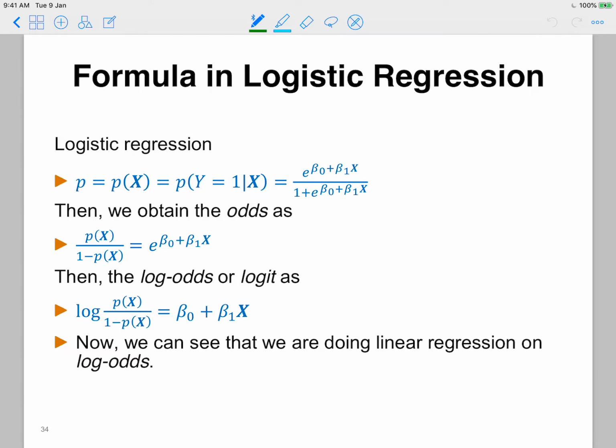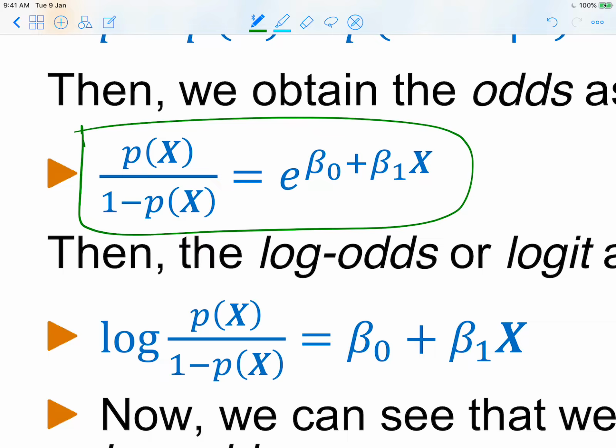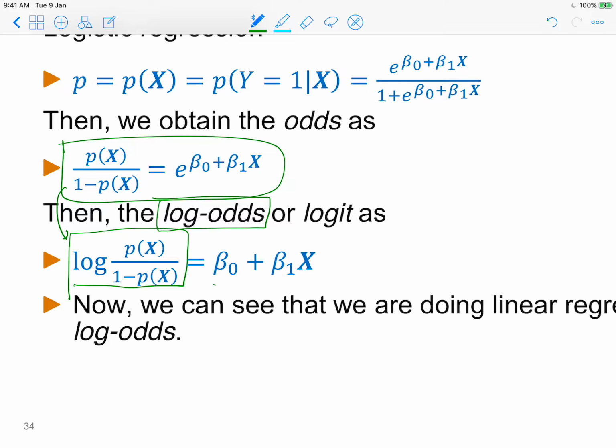Okay, and if we rewrite it in this form, this is the expression that we saw in the previous slide, right? And if we take the log of both sides of this equation, the log of the odds, which is called log odds, is represented as our linear combination.